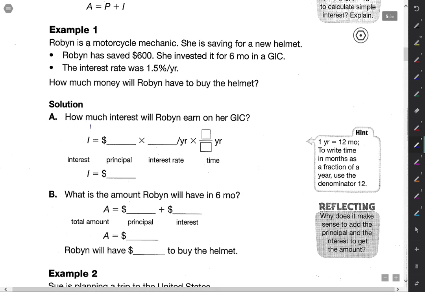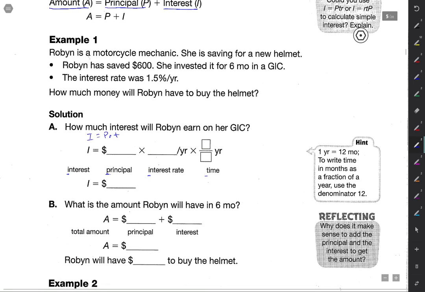So again, we're going to use our formula. I is equal to PRT. So we have the interest is equal to the principal times the interest rate times the time in years. And the interest rate is as a decimal. So let's see. The initial amount we have this time is $600. So I'm going to put that right here as the principal amount. Then the interest rate is 1.5%. So we're going to switch that to a decimal. So 0.015. And then finally, the time.